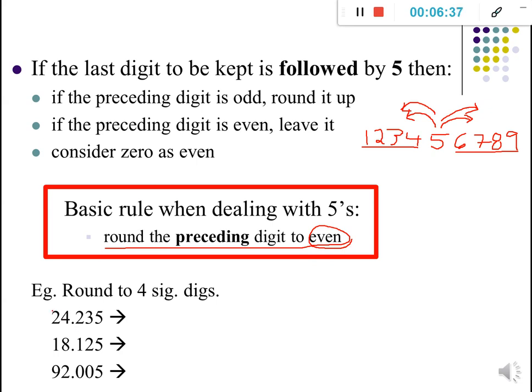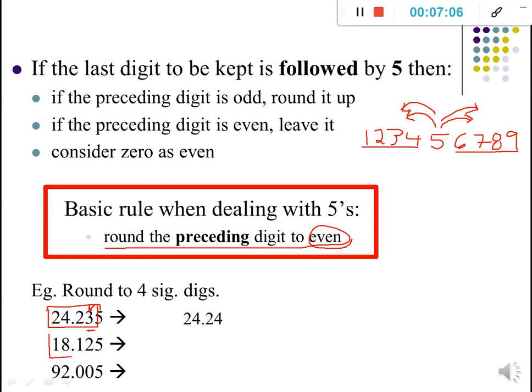So for example, let's say we had 24.235 and we had to round it to 4 significant digits. We've got a 5 here that needs to be cut off. The question is, are we going to be rounding up or not? And so what we do is we look at the number that we're going to be rounding or not, and we say, okay, is it already even or is it odd? If it's odd, we are going to then round it up to even. So that would become 24.24.